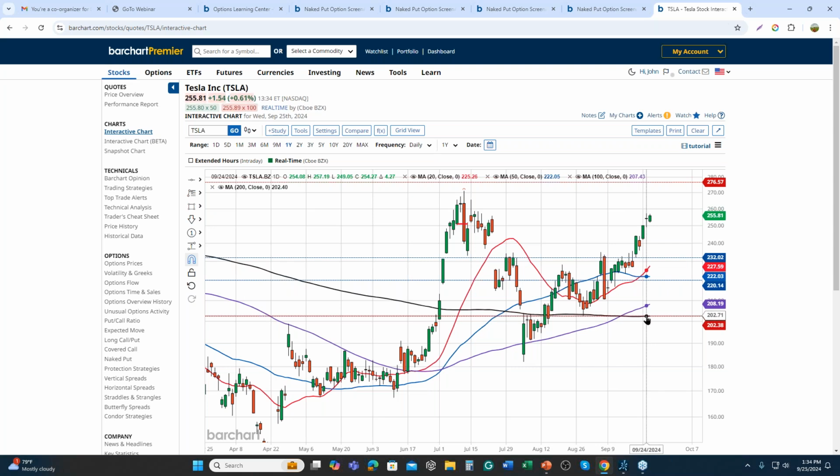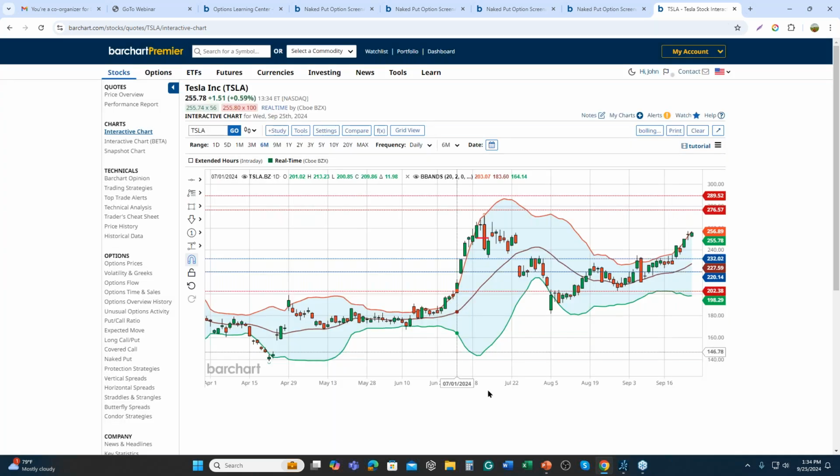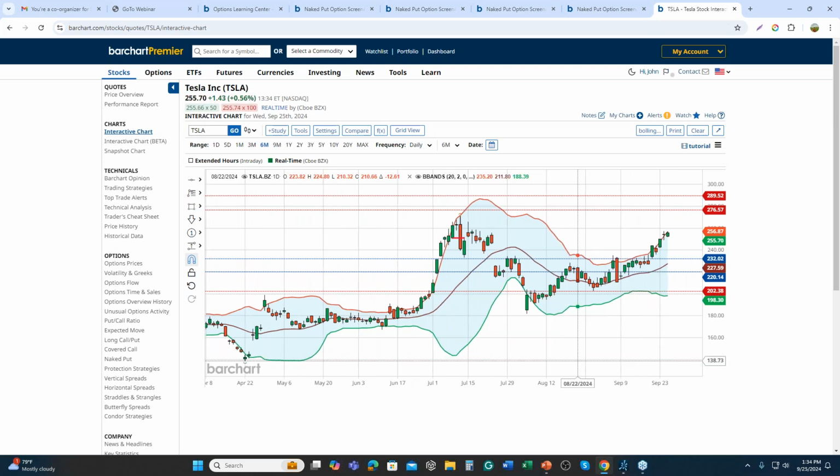Now we can go into even more advanced technical analysis. I don't have a lot of time to go into it. You might have your favorite tool. One of the ones that I like is Bollinger Bands, because this is about volatility. And so what I can do is add the Bollinger Band study to my chart, and I'm going to look at it two ways.